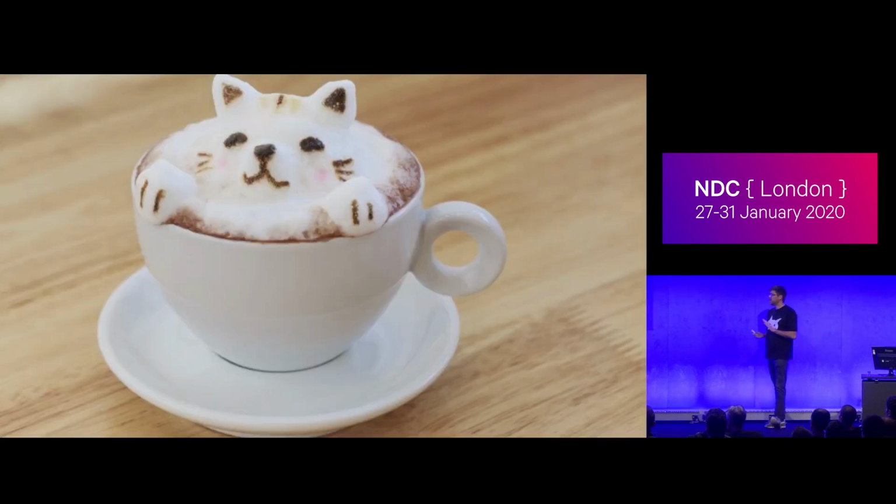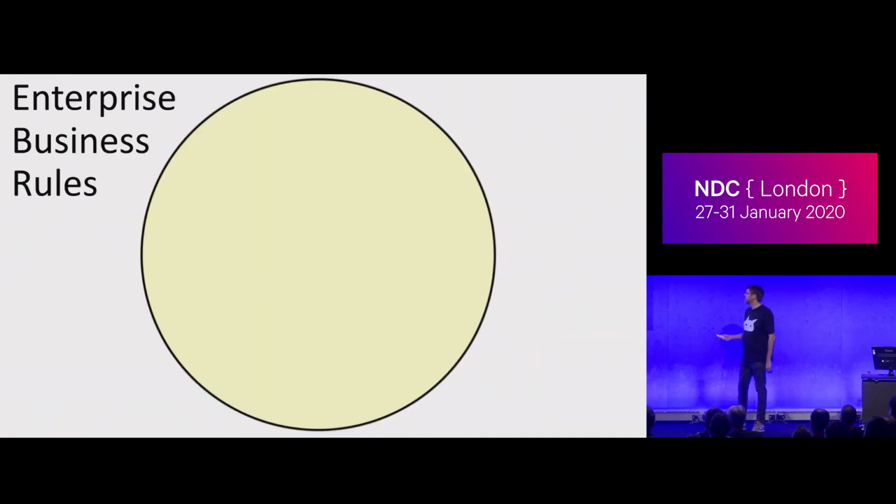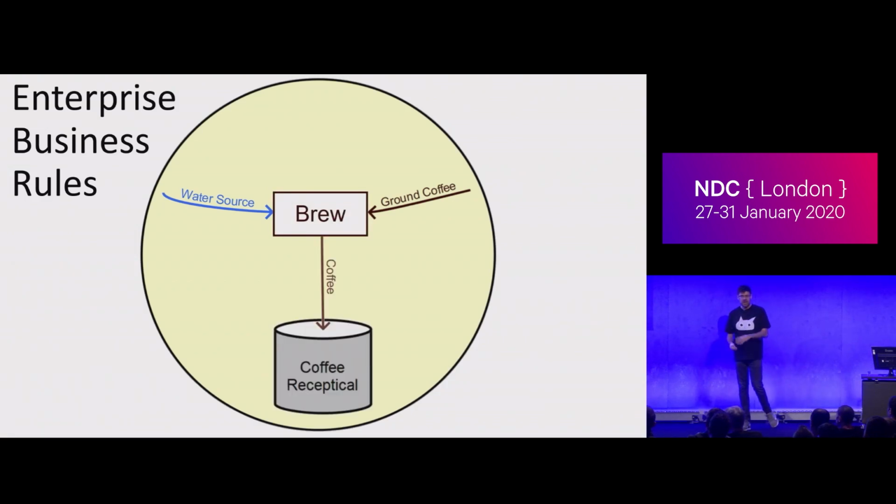I'm going to take a quick diversion from cats to coffee. Imagine you're working for a coffee manufacturer, and they want to bring a coffee machine to market for home use, with a little timer to get your coffee fresh for the morning when you wake up. Well, the enterprise business rules for making coffee: it helps to think about what that process would be if you were manually doing that task. If you had one of those stovetop espresso makers, you've got a water source going in, you've got some ground coffee, you're going to have a brew process, and then you're going to collect that coffee in a coffee receptacle.